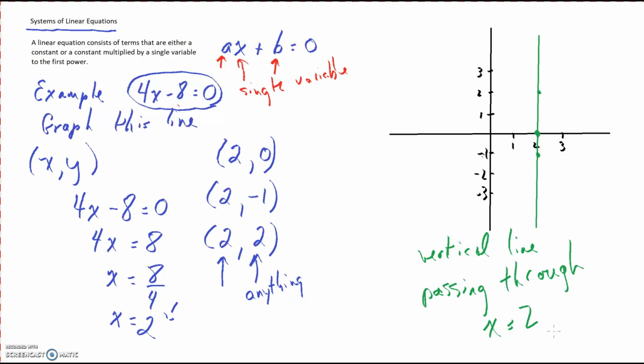And actually, for any linear equation with x as its only unknown, when you solve for x like we did here, it will produce a vertical line passing through whatever that x value is. So in general, that's what we can say about linear equations with x as their only unknown.